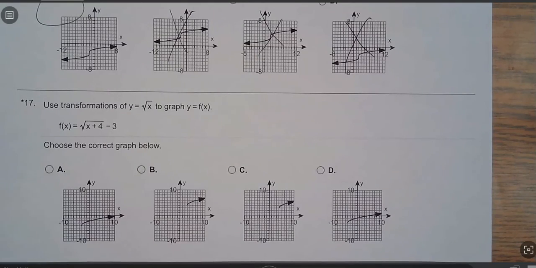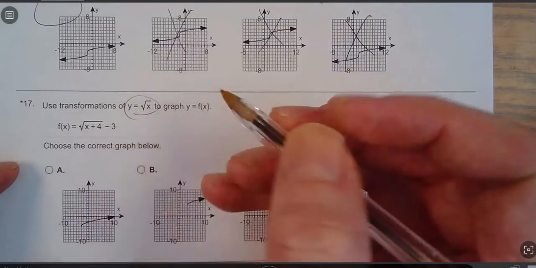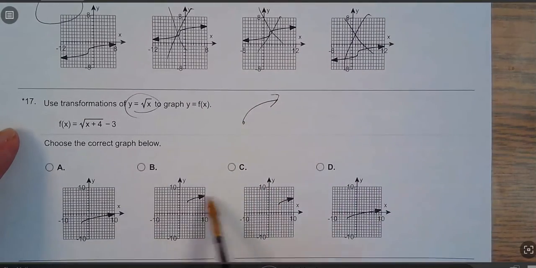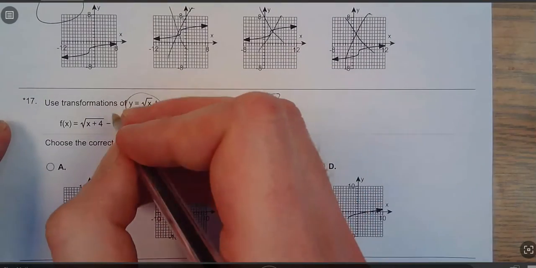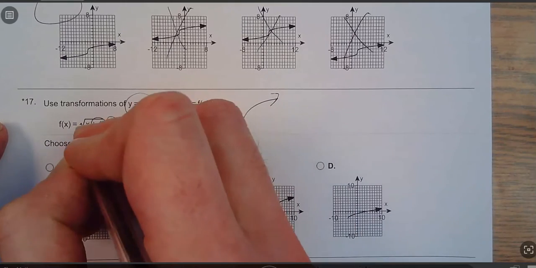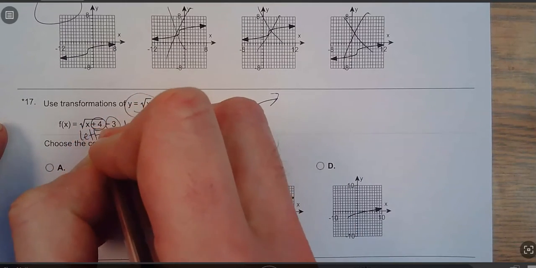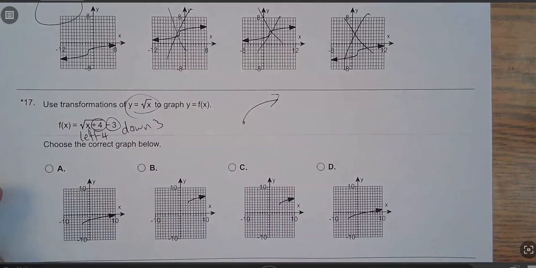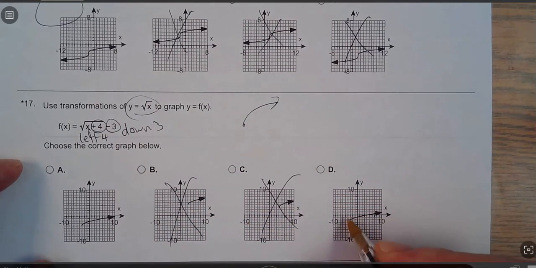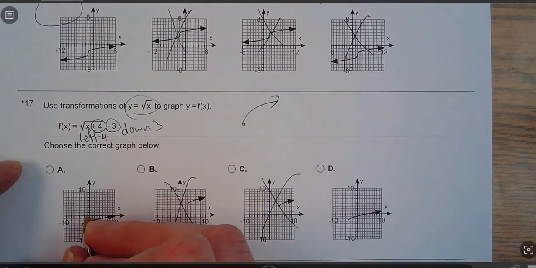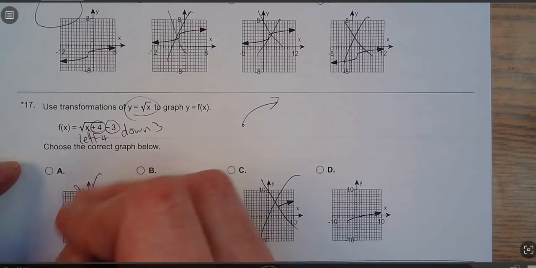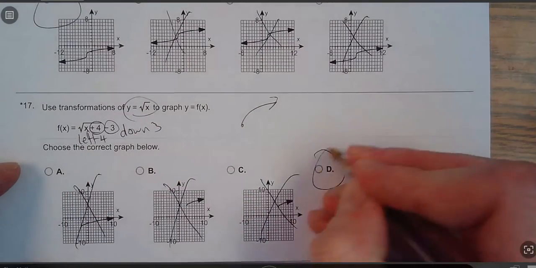And then number 17, it's a square root, so it's just that shape that goes like this. They all have the right shape. Now see which one has the right transformation. Minus 3 is down 3, plus 4 is left 4. So left 4, down 3. It's not this one, it's not this one. This is left 3, down 4. Backwards. We want left 4, down 3. So that's the one.